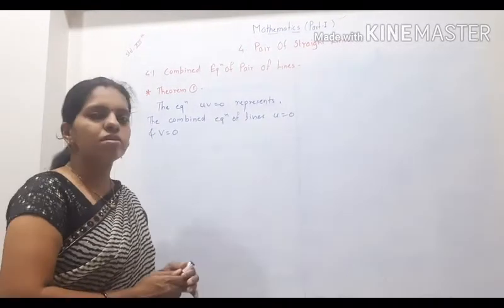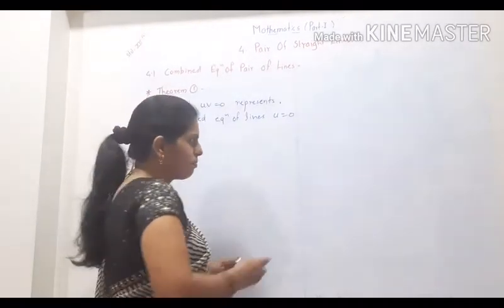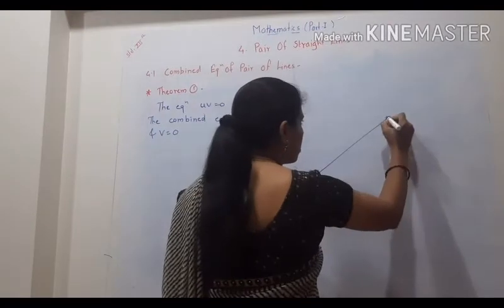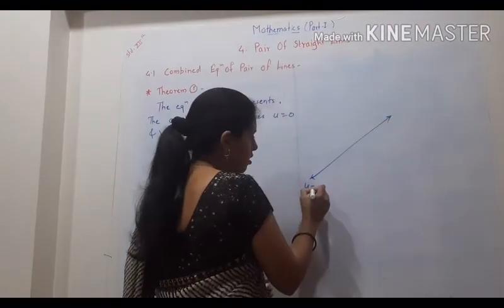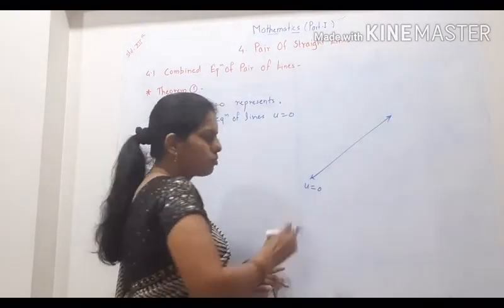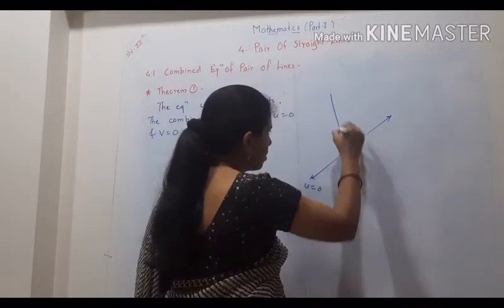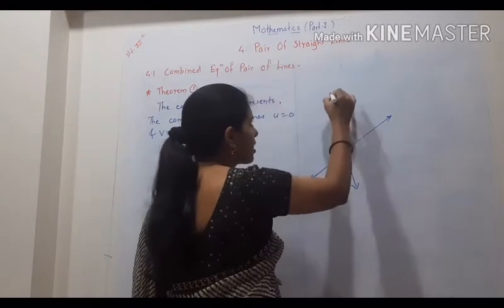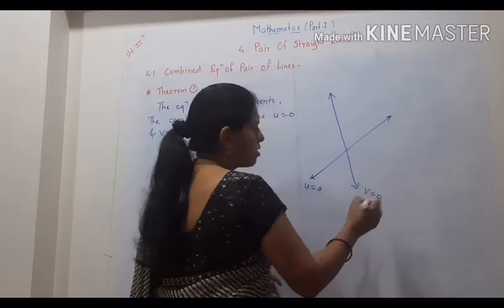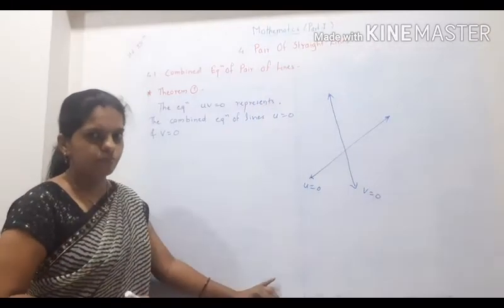So first consider the two lines in the plane. Let this be the line whose equation is u is equal to 0. Consider the second line whose equation is v is equal to 0.